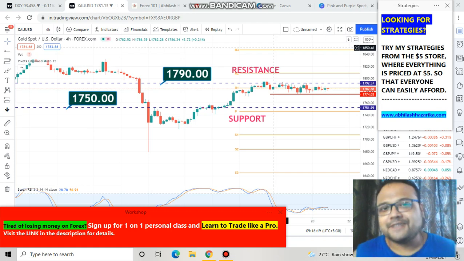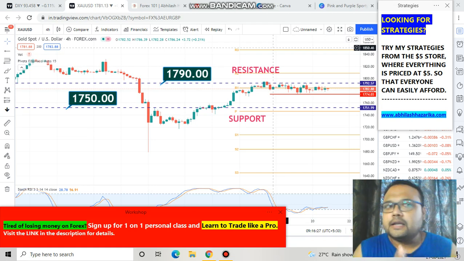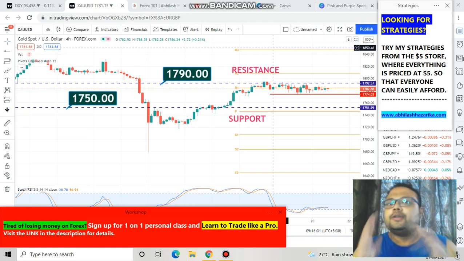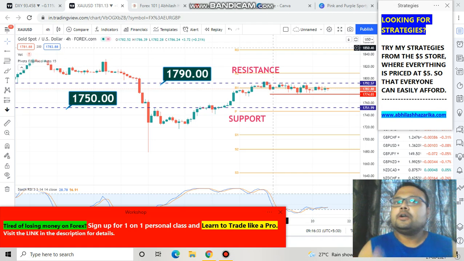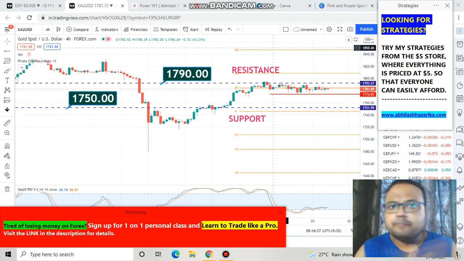So let's get started. This is the 4-hour chart of gold USD in front of us right now. As we all know, there is not much movement going on in the chart of gold USD. The picture is very confusing, so let's try to understand what is going on and see what should be a strategy for Monday.